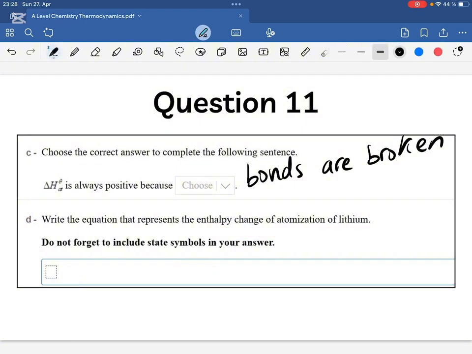In the next question, they said, write the equation that represents the enthalpy change of atomization of lithium. Now we need to atomize lithium. So lithium is a solid, and by atomization, we're making it a gas. And this is the equation.